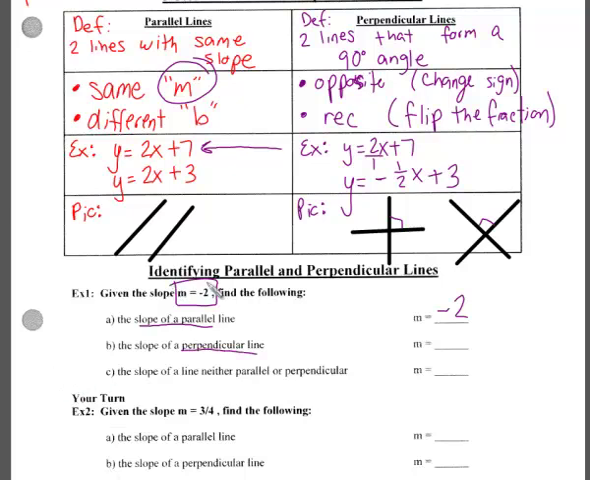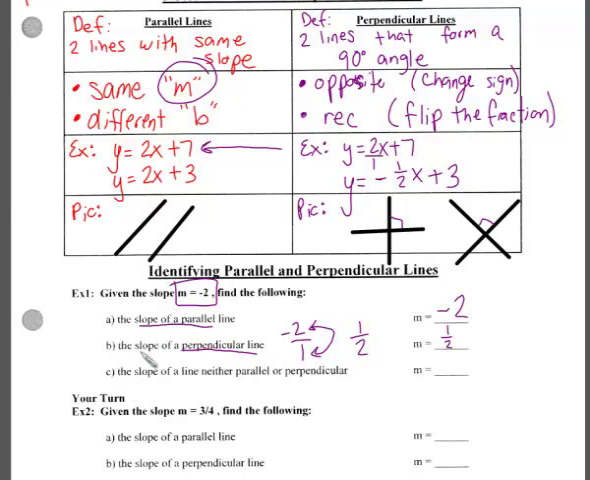Then we are finding the slope of a perpendicular line. Well, what does it say up here we need to do? We need to find the opposite, so we need to change the sign. So if it's -2, it needs to become a positive. And then now we need to flip the fraction. So if I have negative 2 over 1, now I need to flip that, and it's going to become a positive 1 over 2. So I have a positive 1/2.